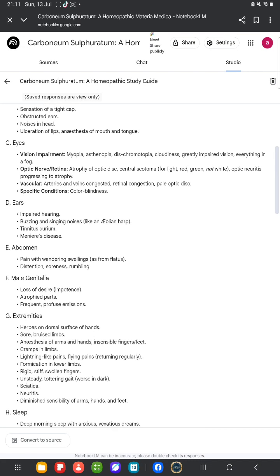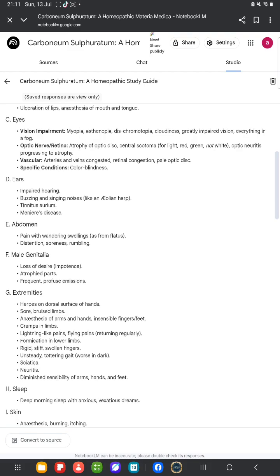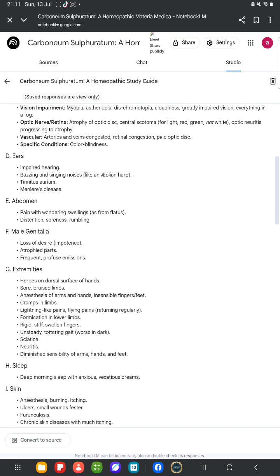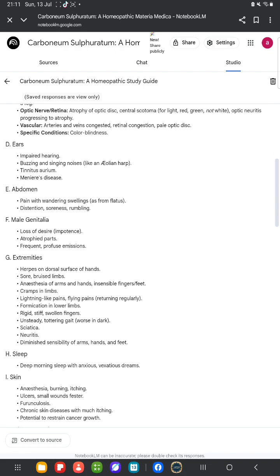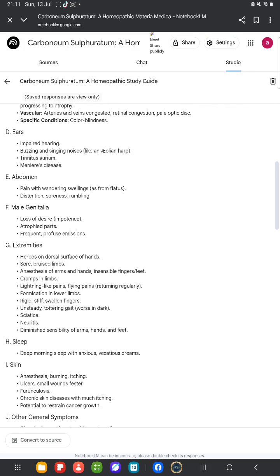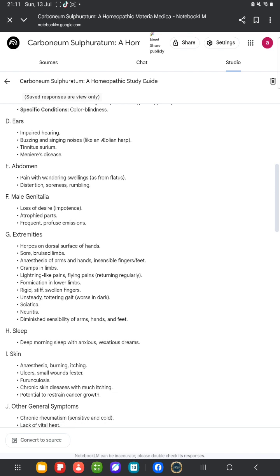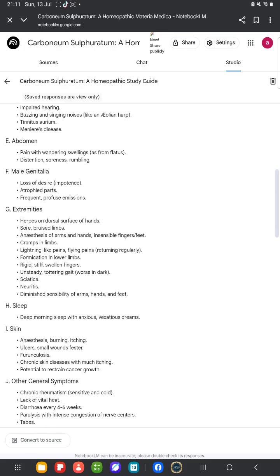All right, moving from the senses down into the body. What about the abdomen? What kind of trouble does it stir up there? Abdominally, you see descriptions like pain with wandering swellings as from flatus, like pockets of gas moving around causing bloating. Uncomfortable. Very. Plus general distension with soreness and rumbling. But here's another oddly specific detail. Diarrhea every 4 to 6 weeks. Periodic. That's strange. Very periodic, yeah. Highlighting this rhythmic nature to the digestive upset.